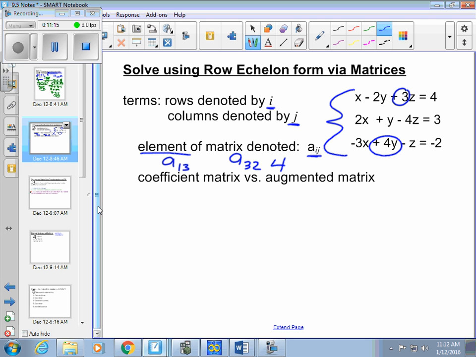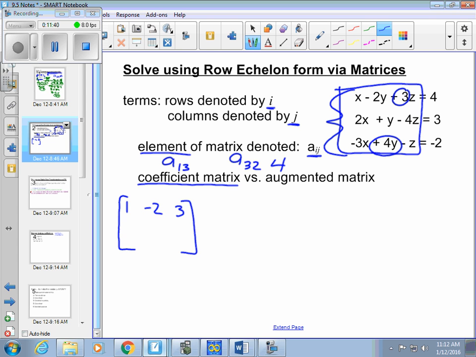Now, your coefficient matrix takes our equation, just the part that has the variables and the coefficients, and writes all the numbers together. So instead of using x's and everything else, we just talk about our coefficients. In the first row, I'm just going to write 1 and a negative 2 and a positive 3.